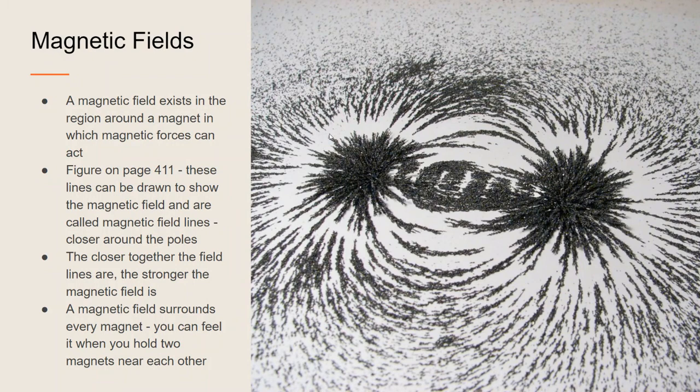Do you see how even in this one, they're darker here, but then they get a lot more faded out? That's because the magnetic field is not as strong out there. The lines are closer together at the poles than they are everywhere else. A magnetic field surrounds every single magnet. Because of these magnetic fields, paper clips, iron filings, things like that are pulled towards the magnets.